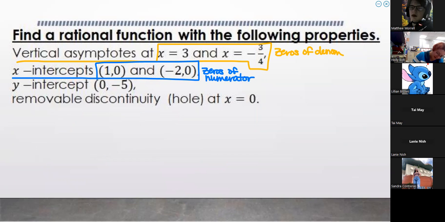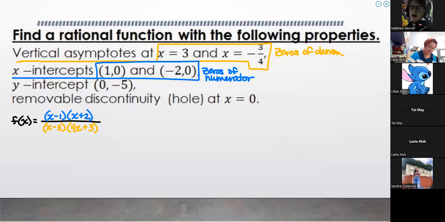So I can start writing this function rule in factored form, because I know that down in my denominator, I have x minus 3. That goes with my vertical asymptote at 3. And then for the other one, because the vertical asymptote is fractional, that denominator is the coefficient on x. So I have 4x plus 3 for that other vertical asymptote. And then up in my numerator, my zeros, I have x minus 1 for that x-intercept and x plus 2.